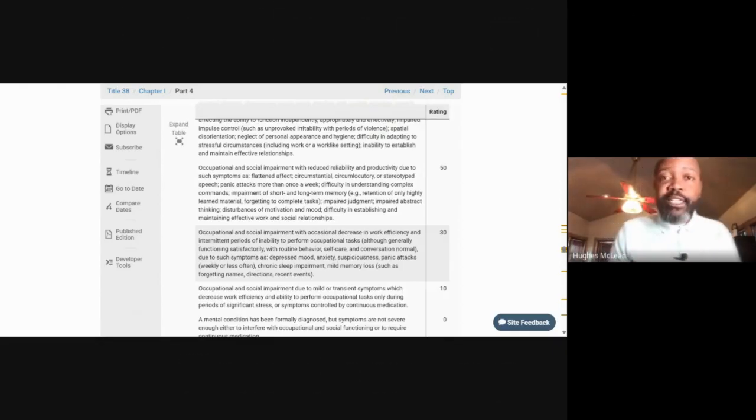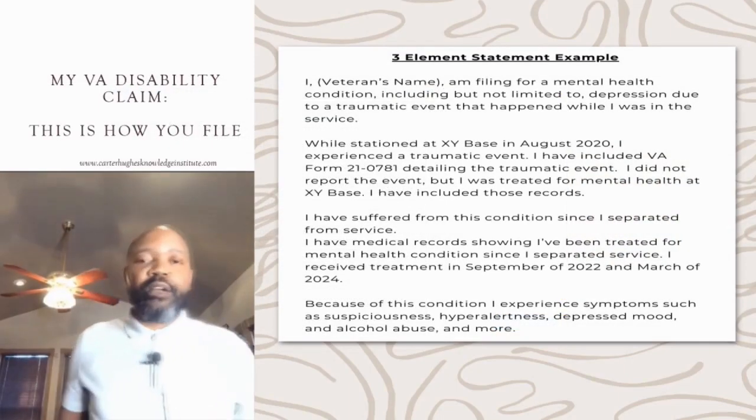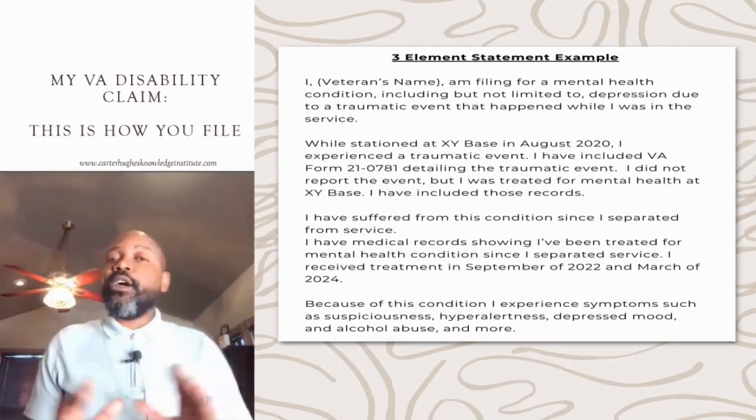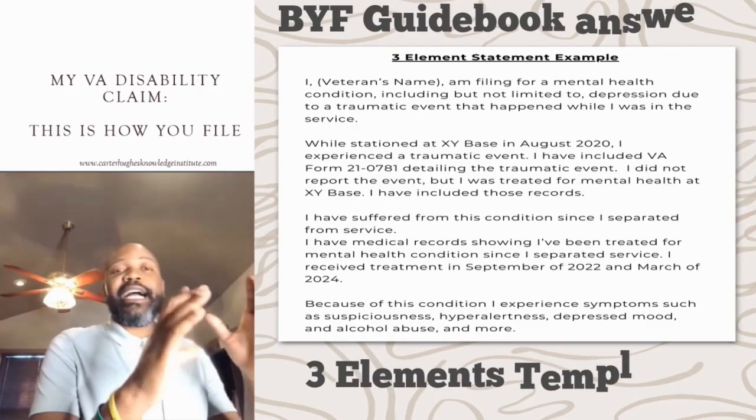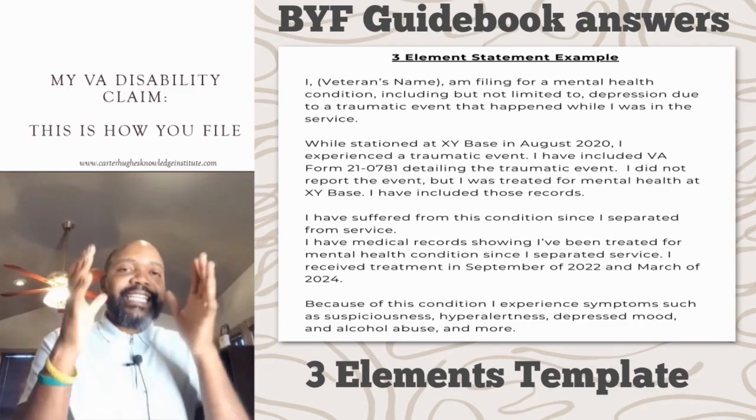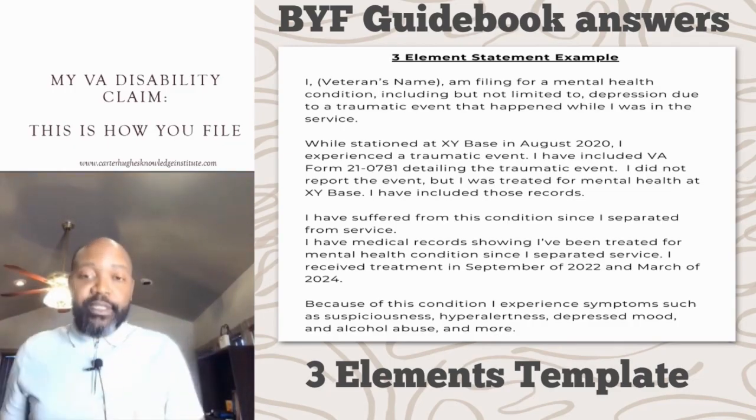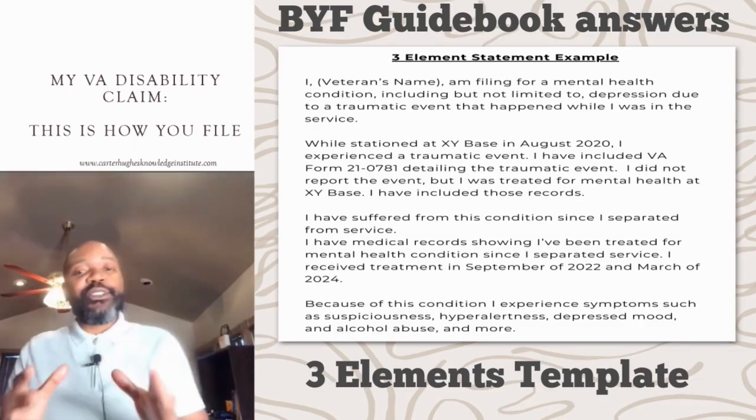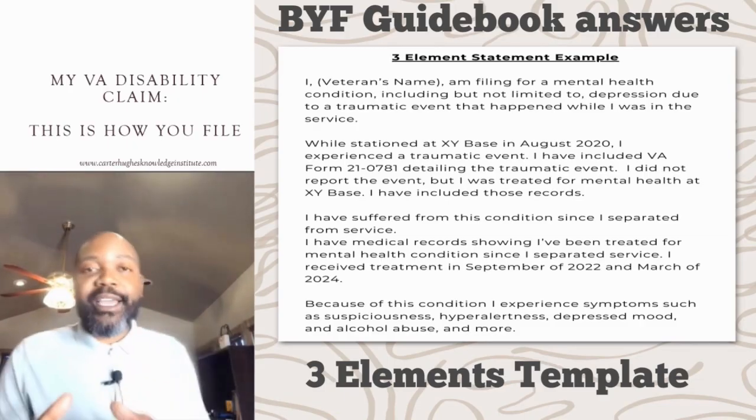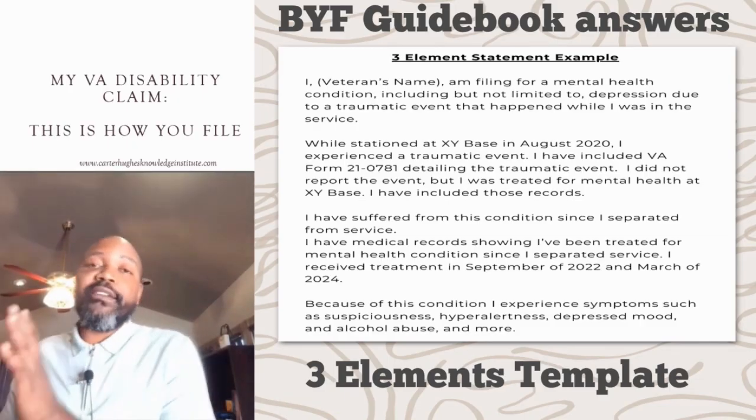Now we'll take you to the form so you can see exactly what that language looks like before we send it up to the VA. All right, let's do it. Here we go. Here's that 3 element statement. All we did again: before you file, use the Guidebook, answer those questions, take the answers, put them in that 3 element template, and then use that template to get what we have right here. So now all we're going to do is copy and paste this language and put it right onto that VA Form 21-413A.